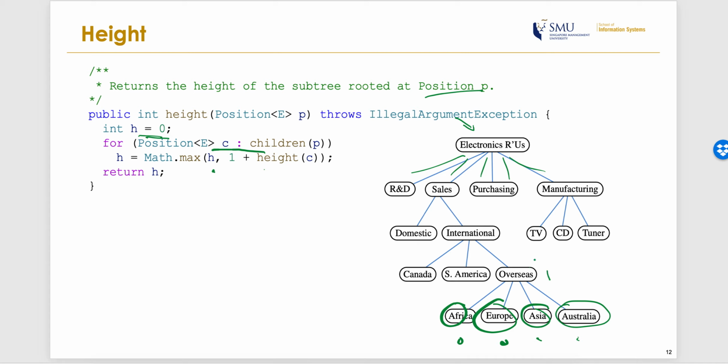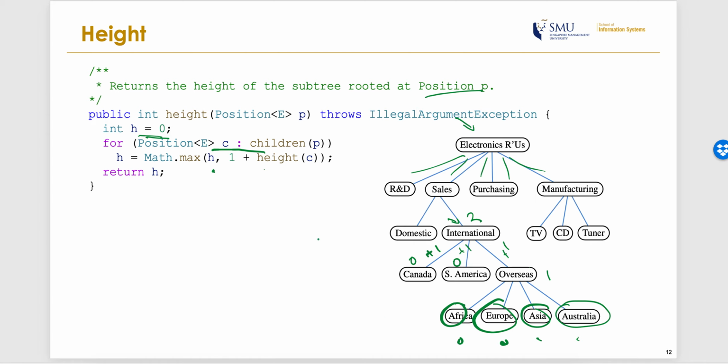Now, the height of South America is 0. The height of Canada is 1. So by the time we come to international, we are going to say, the height that I'm going to have is basically, I'm going to add 1 to each of my children, and then find the maximum of all that. So Canada plus 1, America plus 1, overseas plus 1. So the maximum is now 2. And then we're going to keep going, and as we go up, we are essentially incrementing that.